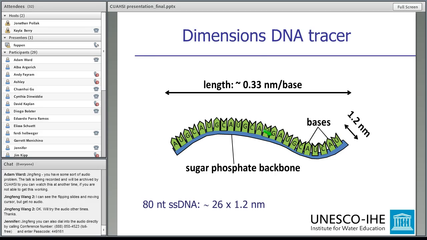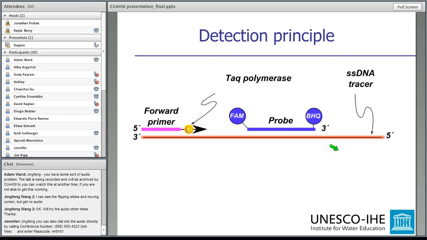We have a tracer here which consists of 80 nucleotides. They're called bases or nucleotides. And of course DNA has a sugar phosphate backbone, and the length of an 80 nucleotide single-stranded DNA molecule is about 26 nanometers, and the width is about 1 nanometer. So now it's actually a kind of small type of colloid, basically.